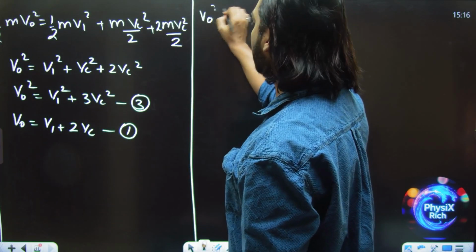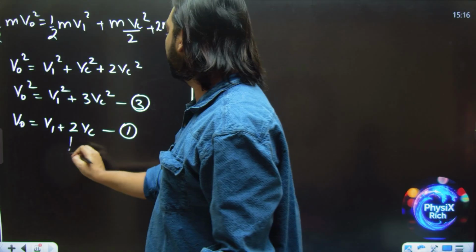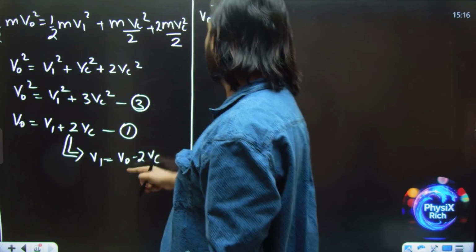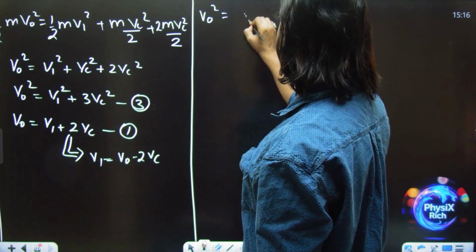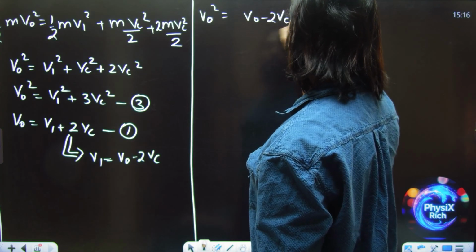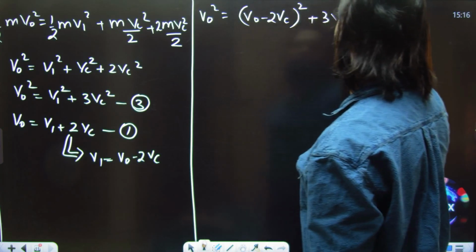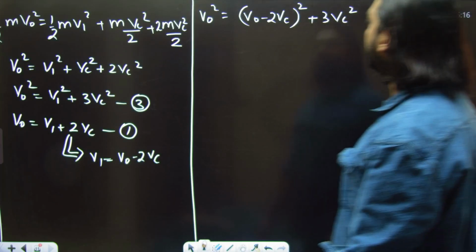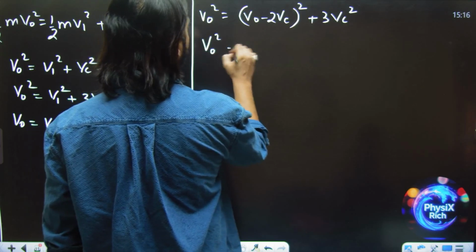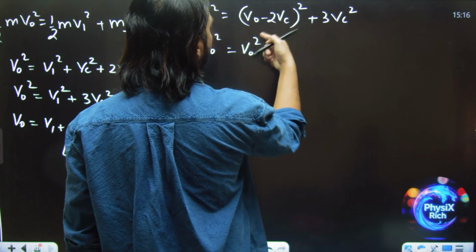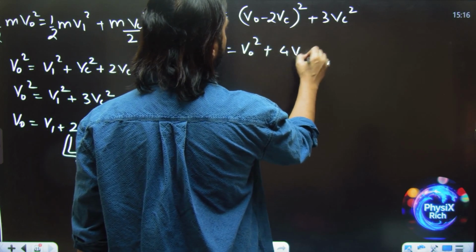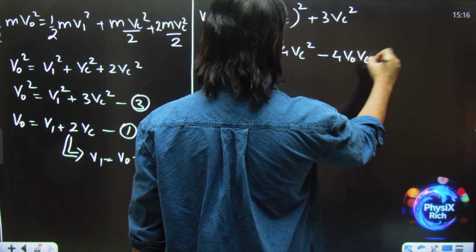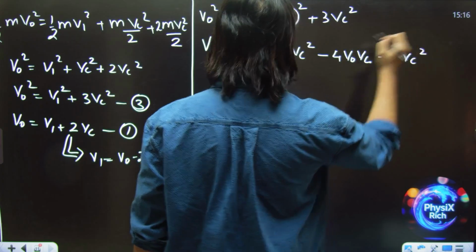So you get V naught square equals to. Now what can I write from here? I can write V1 is equals to V naught minus 2 Vc. We'll put that over here. So I get V naught minus 2 Vc whole square plus 3 Vc square. Okay, let's continue. So this becomes V naught square equals to V naught square plus, A minus B whole square, 4 Vc square minus 4 V naught Vc plus 3 Vc square.